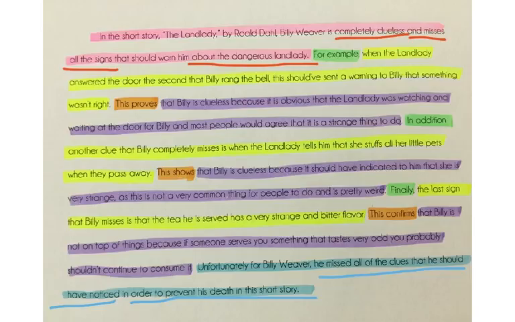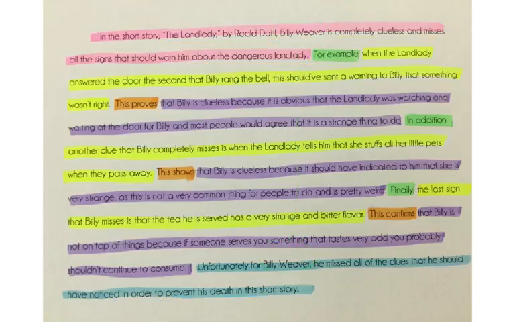Really, the only thing that I wrote exactly the same from the topic sentence to the concluding sentence was that I actually used Billy Weaver's name. But in my concluding sentence, I decided that it would be too repetitive to use the word landlady again, the name of the story, and the author's name. I decided that in my concluding sentence, I'd just keep it a little more simple.